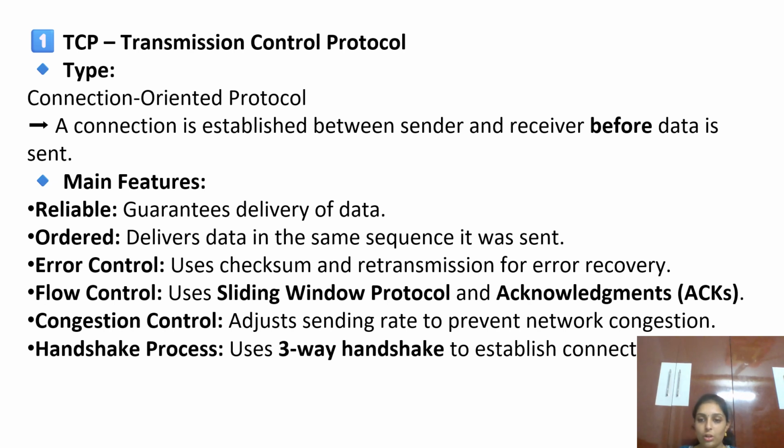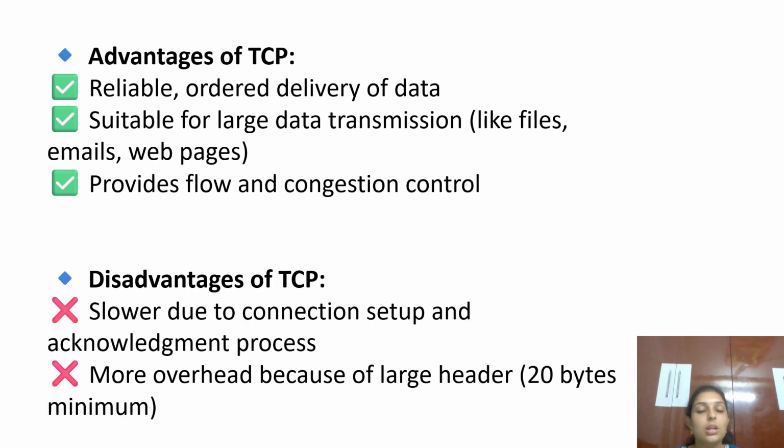Next, error control. We control errors by using checksum and retransmission for error recovery. Next, flow control, using the sliding window protocol and acknowledgements. Next, congestion control, which adjusts the sending rate to prevent network congestion. Next, the handshake process. We use a three-way handshake. So this is all about TCP. Error control and flow control are the main features. Next, we will see the advantages, disadvantages, and examples.